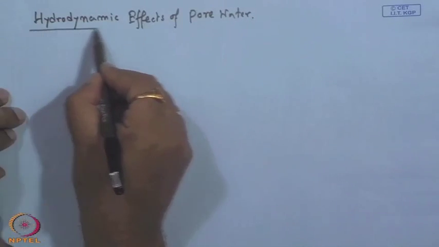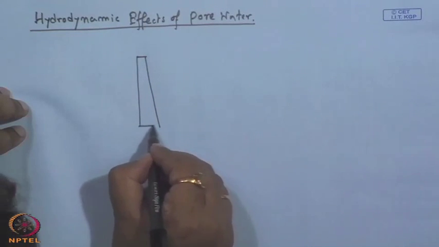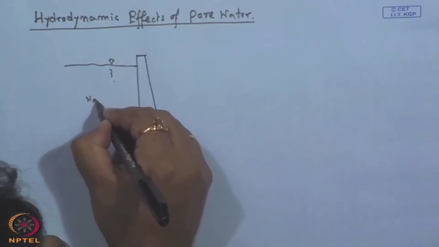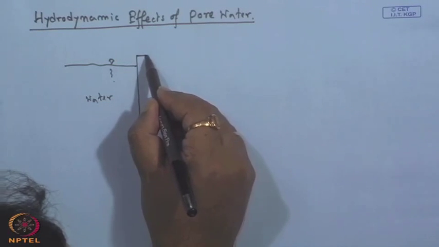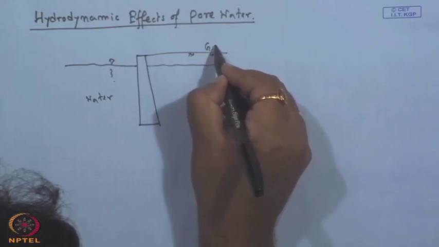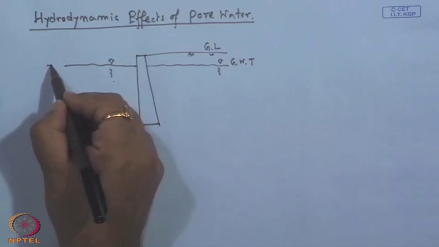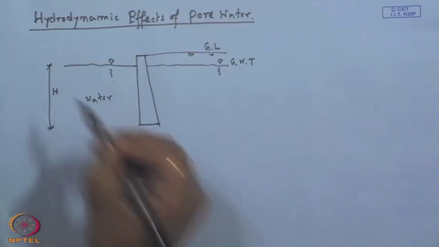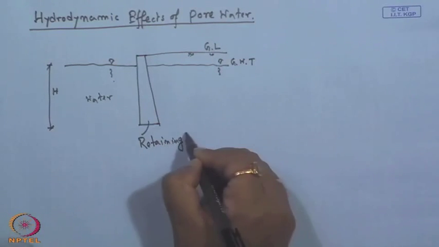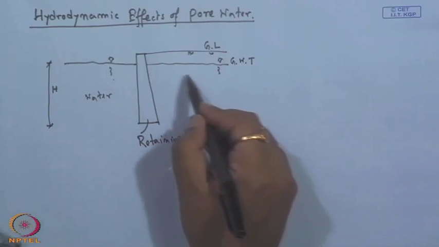Now, the hydrodynamic effect of the pore water, as I discussed in the last class. If this is a retaining wall, and this side is water, and this side is soil, and assume this is the water surface or groundwater surface. So, this is the ground level, it is the groundwater table, and the height of this water table is h. So, this is a retaining wall; this side is free water, and this side soil is there.